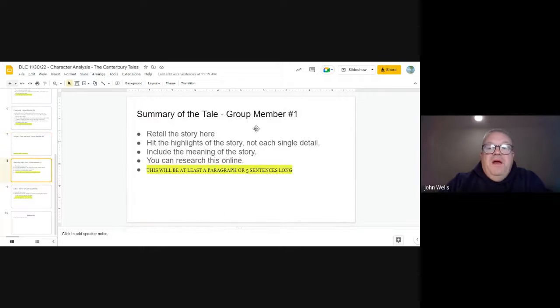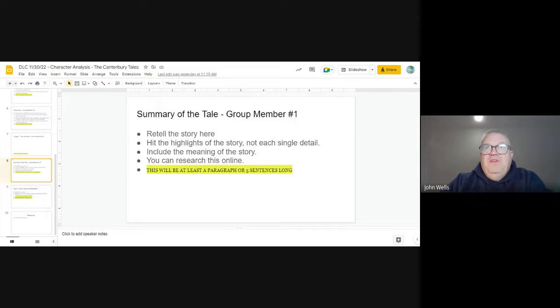Slide number 9, group number 1, person number 1 is going to retell the tale. So, for instance, we had the Knight's Tale, right? The Knight's Tale was a story about chivalry. These two knights were fighting over the love of one beautiful princess that they saw from afar, and then describe that story. What was the meaning? What was the big takeaway? What was the big thing that story was about? This is going to be a paragraph long.